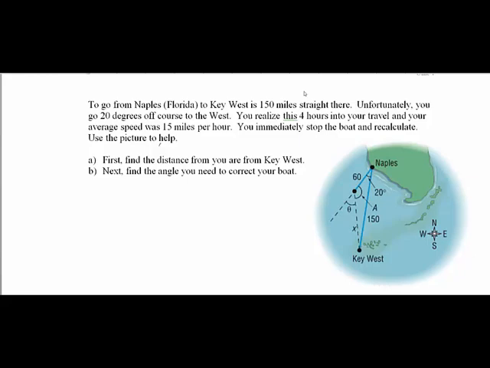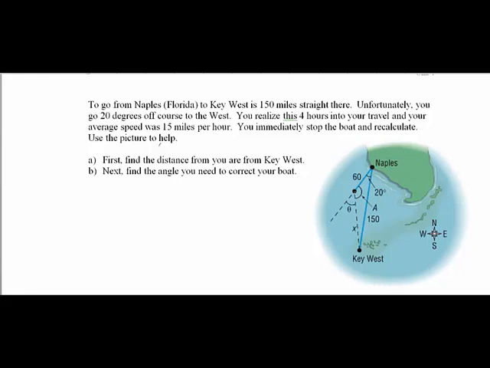So here we have a situation where you're traveling from Naples to Key West. It's 150 miles if you go straight there. But unfortunately you get off course by about 20 degrees, and after 4 hours at 15 miles an hour, 4 times 15, you get 60 miles off course until you realize that at this black dot, right next to angle A here, you need to now change direction and go towards Key West. So part A asks, find the distance you are from Key West.